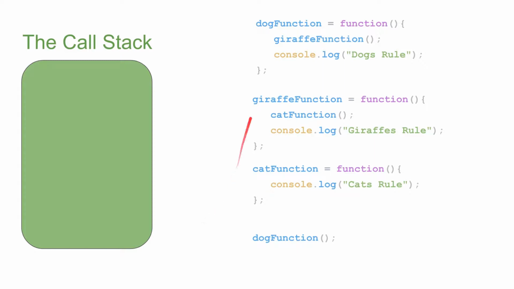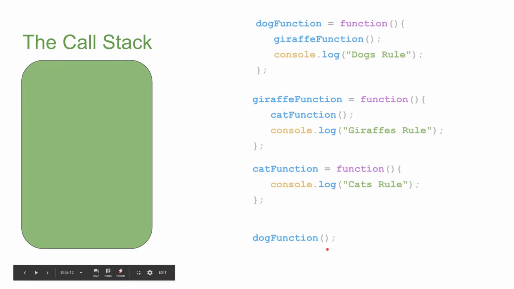You can see here we have the basic function still, but instead we're just calling the dog function, and then inside of the dog function we're calling giraffe. Inside of the giraffe function we're calling the cat function. It sounds so funny saying those: giraffe, dog, and cat.